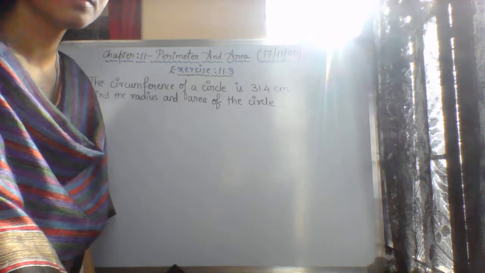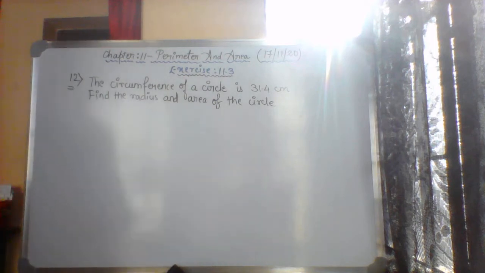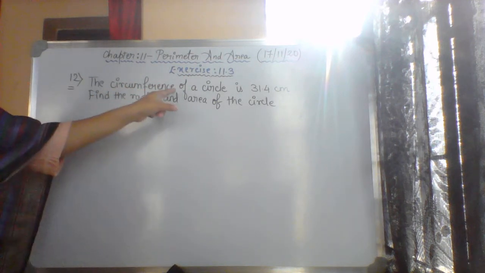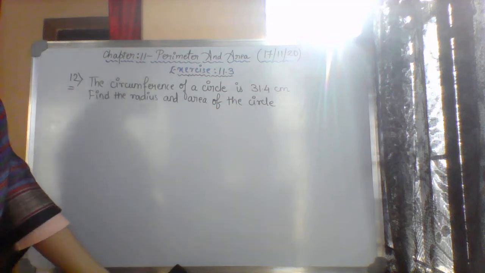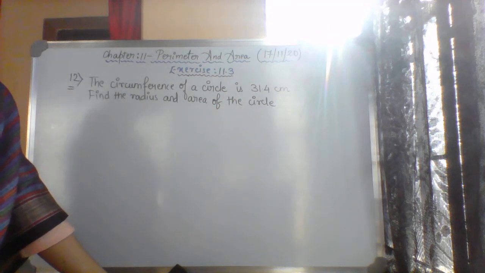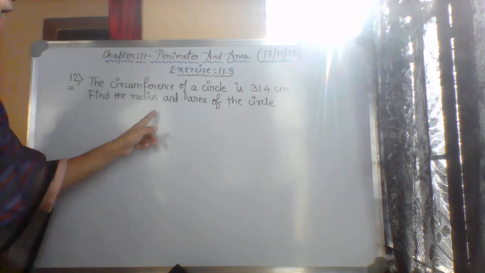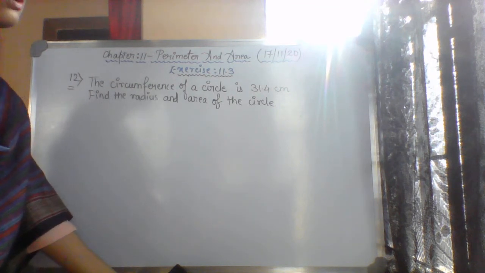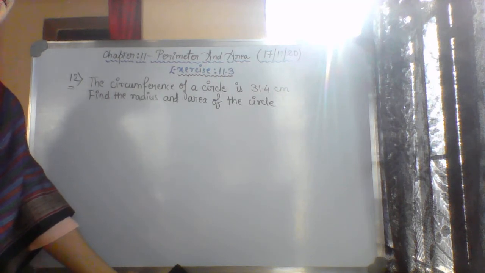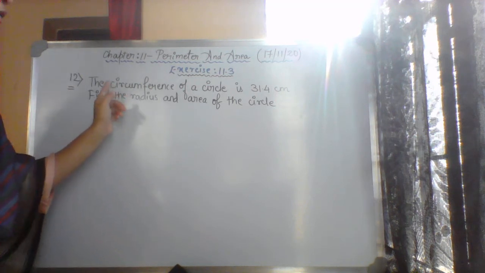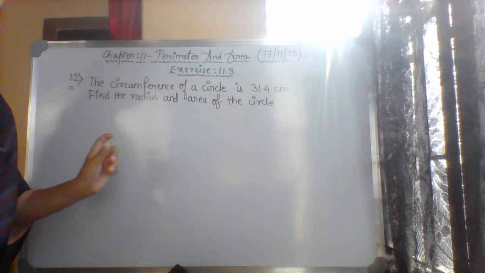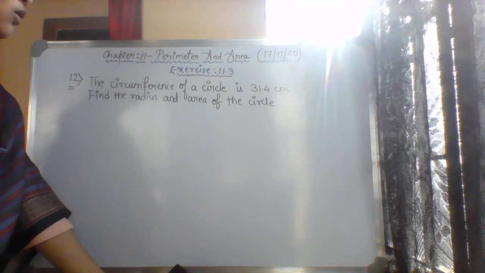Now next question. In question number 12, the circumference of a circle is given. What is circumference? It is the boundary length of the circle, meaning the perimeter of the circle also. Find the radius and area of the circle. So they have given the circumference, that is the perimeter of the circle. The perimeter of the circle is also known as the circumference. This word we use for the perimeter of the circle. Now you are going to find out the radius and area of the circle.